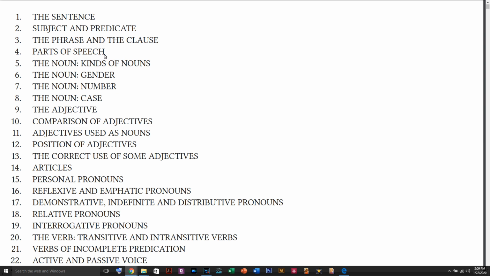will be parts of speech. So different parts of speech, how you can use them, how you have to understand parts of speech, and what they are, why they are confusing, why they are difficult. So we'll give you a very easy trick and tip. Fifth lesson will be the noun. That means kinds of nouns. Sixth lesson will be the noun as gender, masculine and feminine.